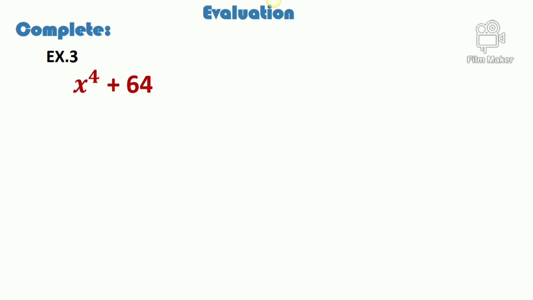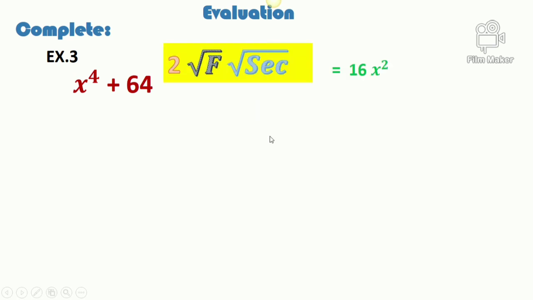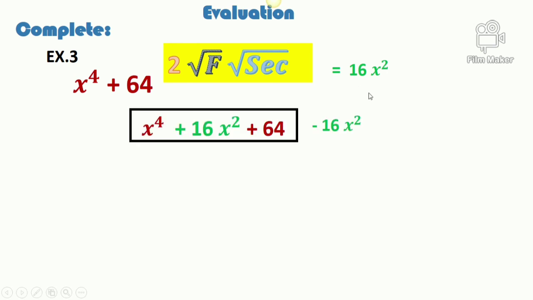Okay, in the next exercise, who will tell me the first step? The first step, we will calculate 2 root first, root second. The root of first is x², the root of second is 2·2... 8, so 2 by 8 by x² gives 16x². Write your expression, then write 16x² in positive and in negative. Okay, arrange the three terms. Here you have a perfect square term.